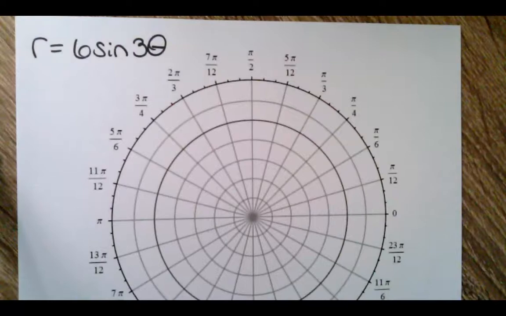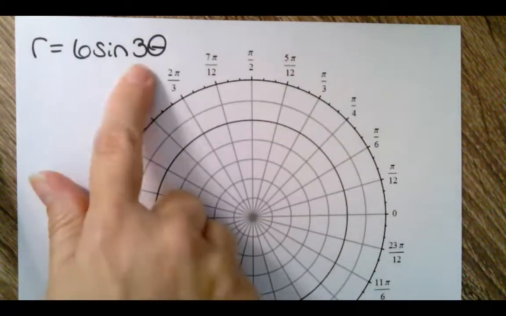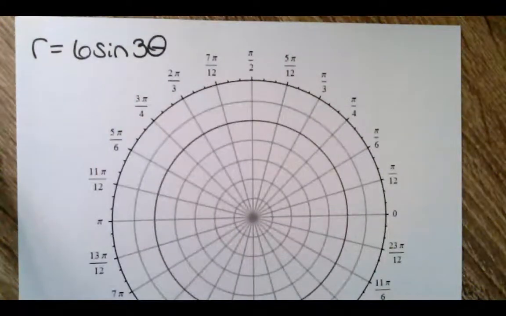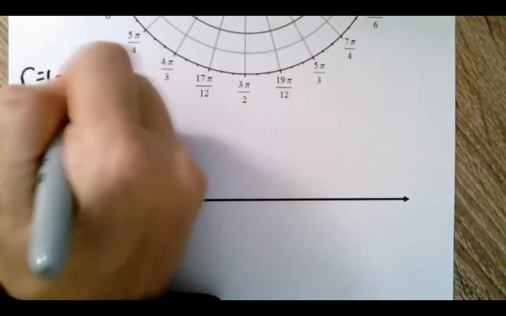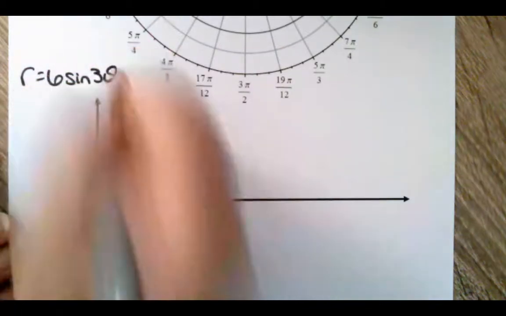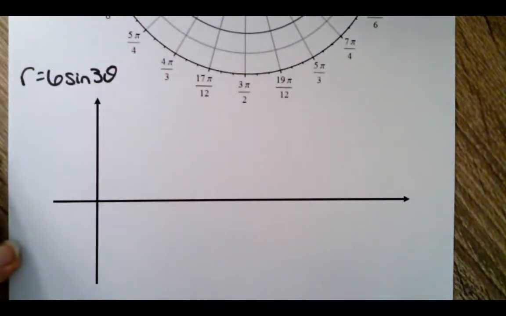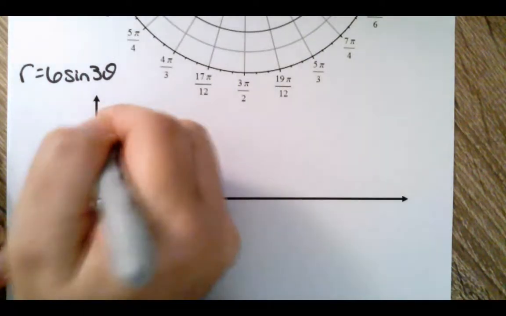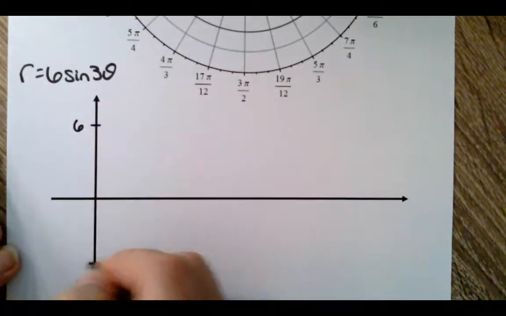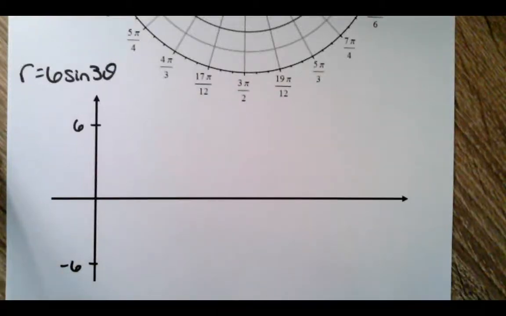So why do we end up with the same number of petals when that number is odd as opposed to twice as many petals when that number is even? Well, we're going to graph this and find out. So R equals 6 sine 3 theta. Again, that 6 in the front is going to change our amplitude, meaning that my graph is going to go as high as 6 and as low as -6.